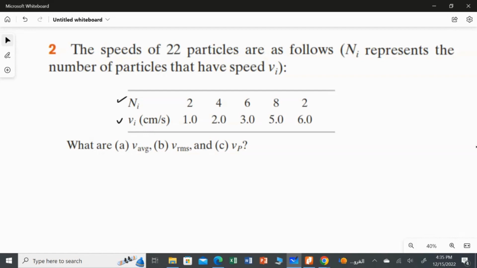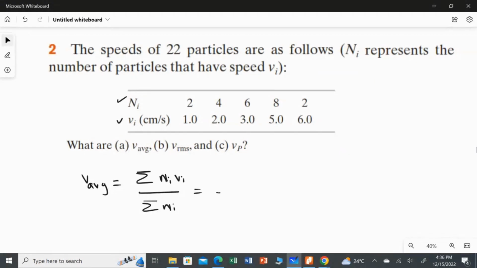First of all, I'm going to find the average speed. Generally, we know how to find the average, so in a similar way, we are going to find the average for these particles. We know the rule. The average speed is given by the summation of Ni Vi over the summation of Ni. Here Ni is the number of particles, written as capital N, and Vi is its respective speed. Now I am going to apply the rule for this case.